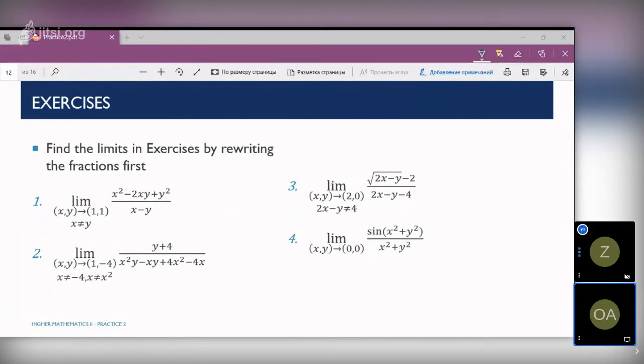The x is 1. Then we have to write again x squared minus 2xy plus y squared, and then over x minus y.